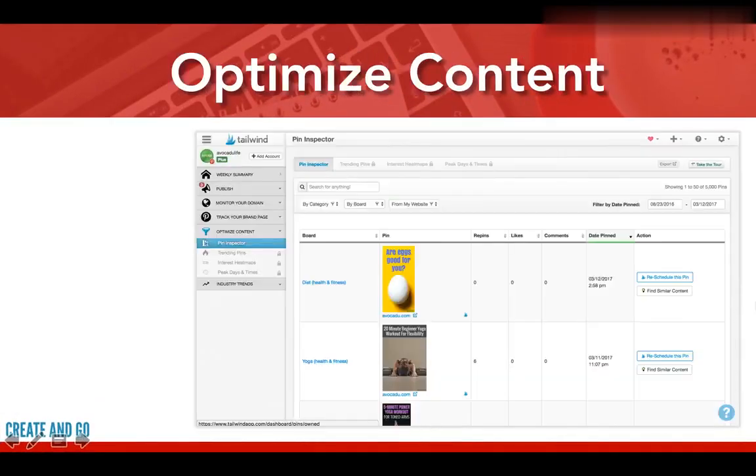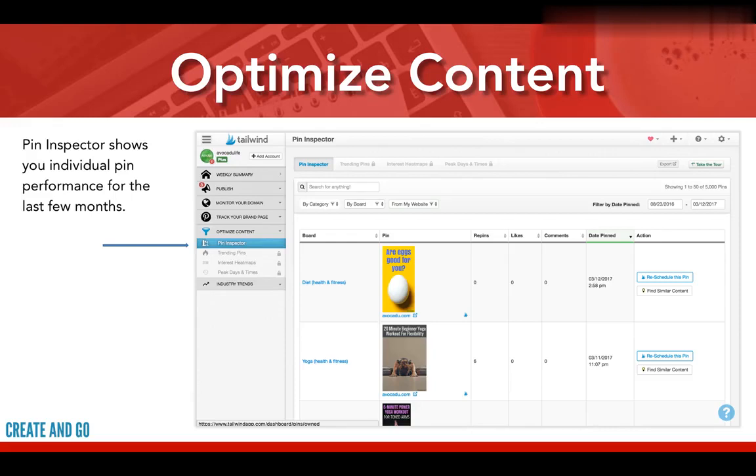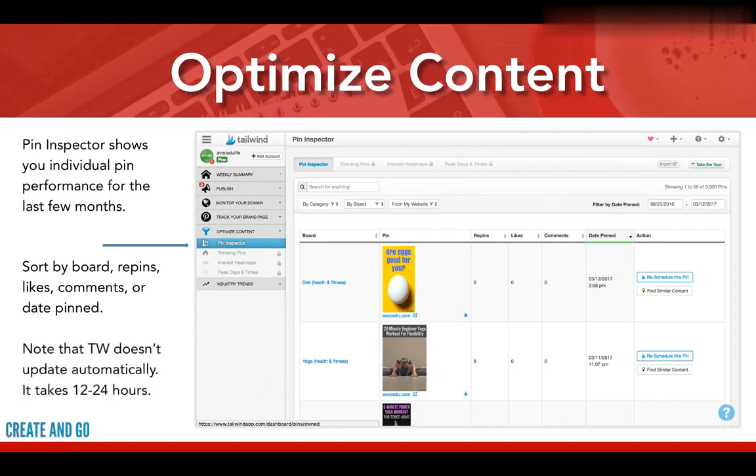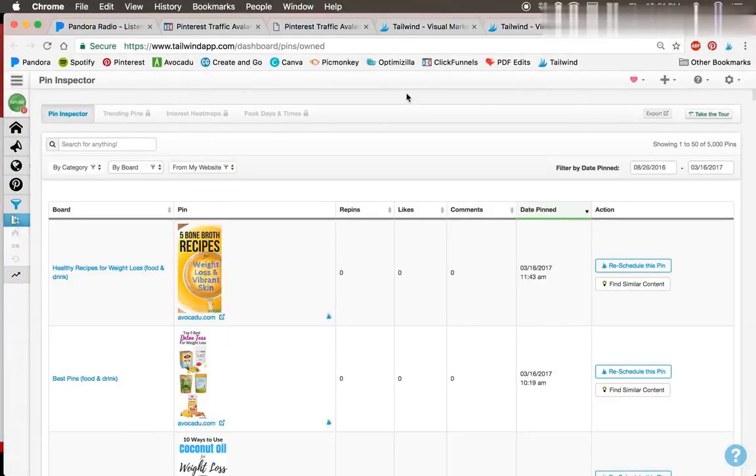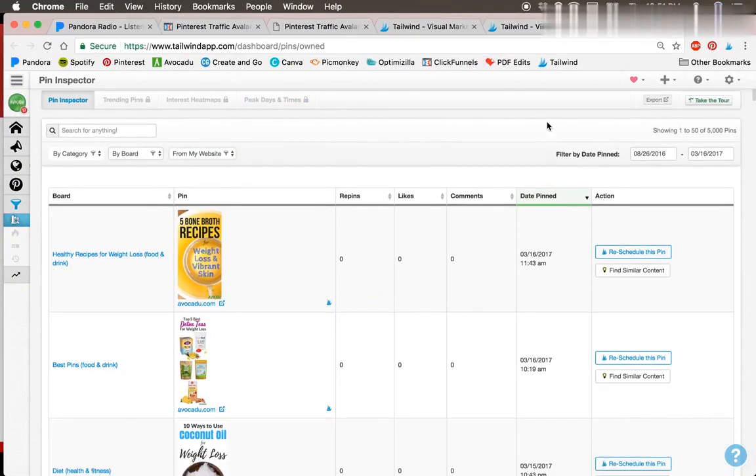But let's move on to optimized content. This is the other place that I spend the most amount of time. And this is the Pin Inspector under the Optimized Content tab. The Pin Inspector shows you individual pin performance for the last few months. You can see it says 8/23/16 to 3/12/17. And you can sort it by board, by repins, by likes, by comments, or by date pinned. And note that Tailwind doesn't automatically update. It takes about 12 to 24 hours. So let me hop right over here into the Pin Inspector to show you guys what I do with this.